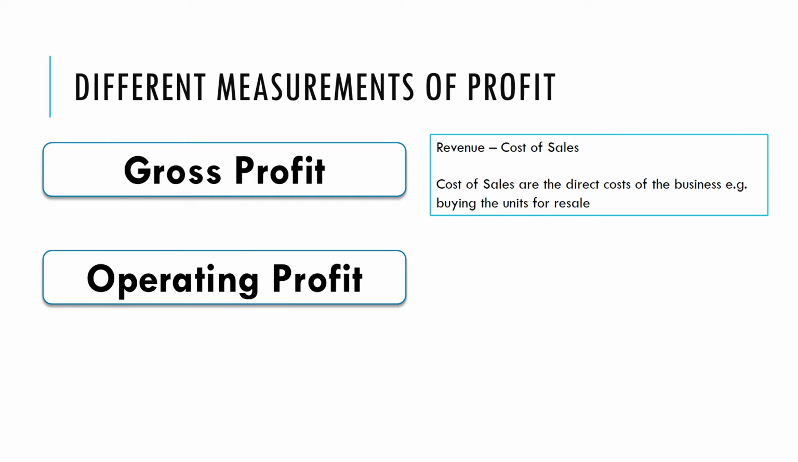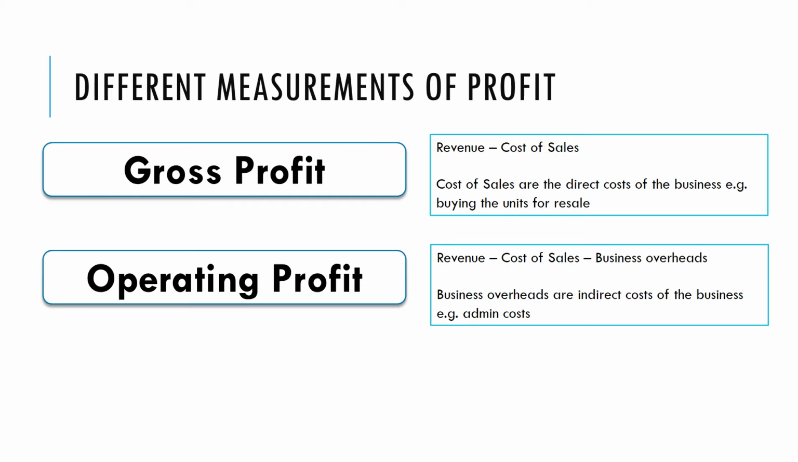Our next type of profit is operating profit. And operating profit looks at the profit the business is generating as a whole, as an operating business. So we have revenue, we subtract the costs of sales, but we also subtract what are known as business overheads. The other costs of the business that aren't direct, they're not involved necessarily with what the business directly does, but they are also costs of the business.